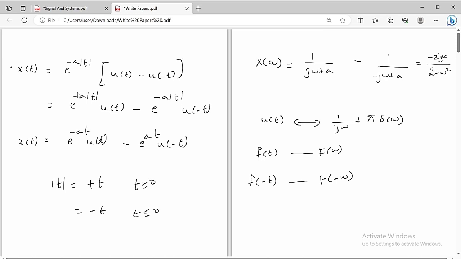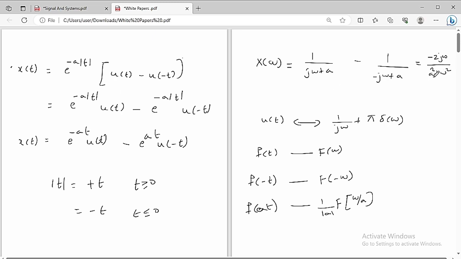Because that is the formula: the Fourier transform of f(at) is 1 by mod a into F of omega by a. Here a is equal to negative, so we are going to get this relation, because minus 1 mod is nothing but plus 1 only. These things you always have to keep in mind. So this is what we are going to get as the Fourier transform.